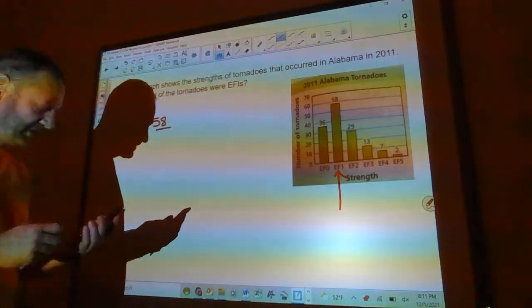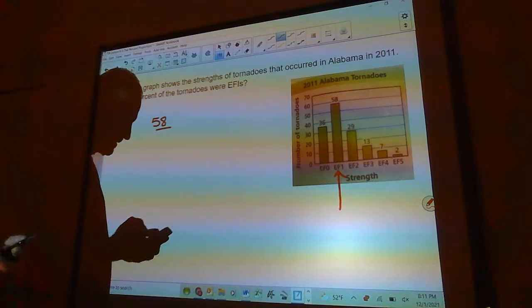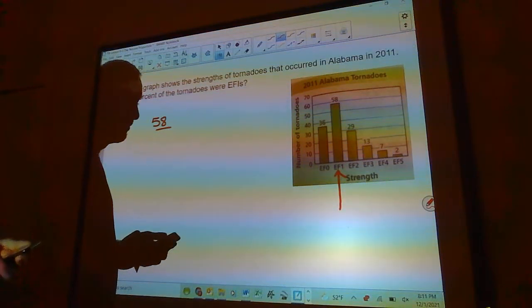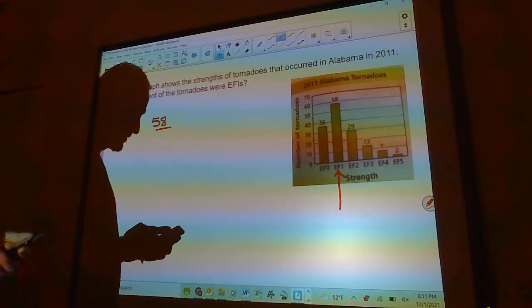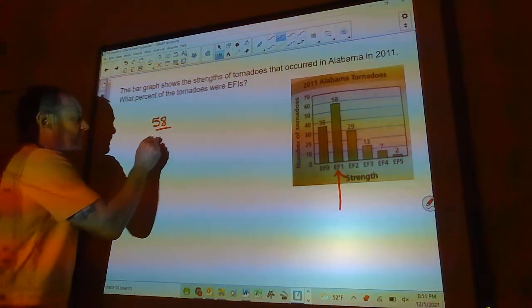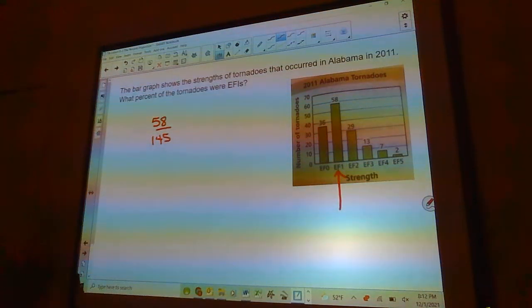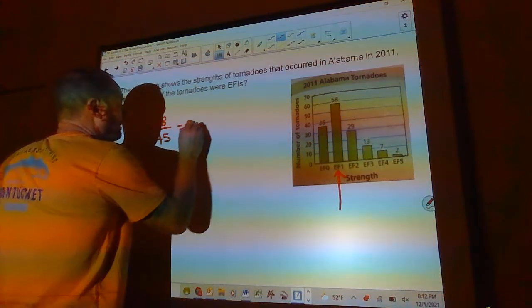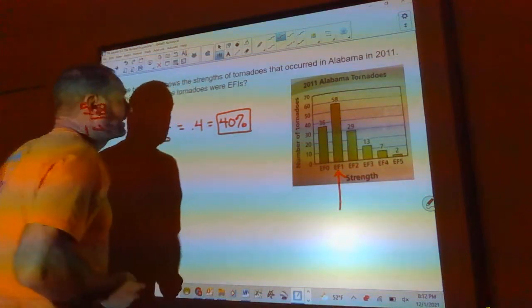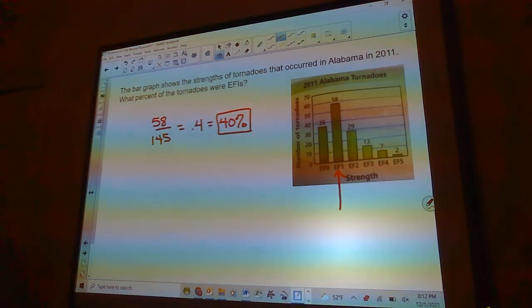So 36 plus 58 plus 29 plus 13 plus 7 plus 2. That's 145. So 58 of 145 were EF1s. Okay, so I'm going to go ahead and take 58, divide that by 145, and I get 0.4, which we all know is 40%. So 40% of the tornadoes were EF1s.